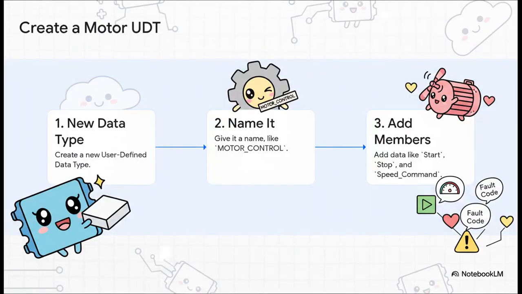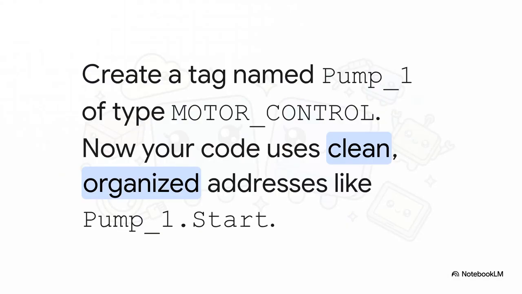Let's make this real. Say we want to create a UDT for a motor. You'd create a new data type, maybe call it MotorControl. Then you start adding the members, everything a motor needs. You'd add a start bit, a stop bit, those are your booleans, then maybe a speed command, which would be a real number, and a fault code, which is a bigger number, a DINT. Just like that, you've basically taught the program what a motor is in your system. Okay, so you've built the template. Now what? Well, now you just use it.